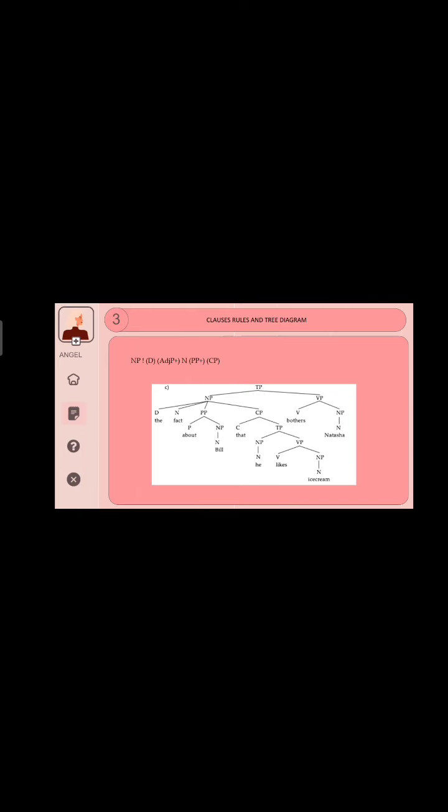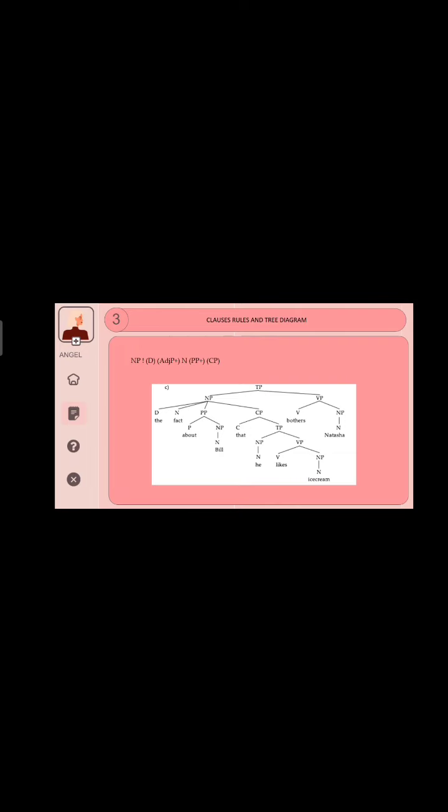So this means the fact about Bill that he likes ice cream bothers Natasha. So, the fact about Bill that he likes ice cream bothers Natasha.